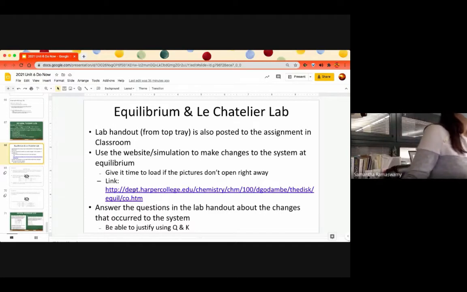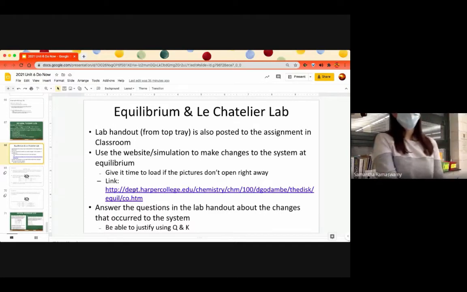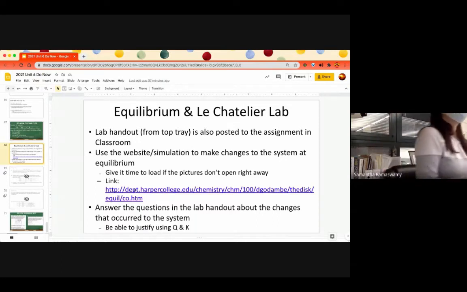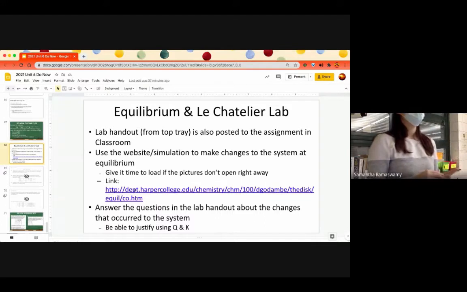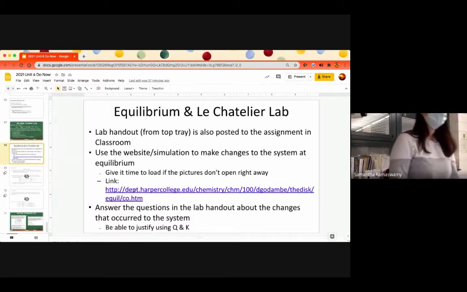So you can go in there, you can click on it. I'll show you what it looks like. We're going to actually go through the pre-lab together. So I'll have you working on a question, we'll go over it, do a question, go over it, kind of like that. And then you'll be able to start looking at collecting data. Now, just one quick thing, just give the simulation time to load. When you click on a button, if the pictures don't pop up right away, just give it a second. But then we'll go through the questions in the lab handout.